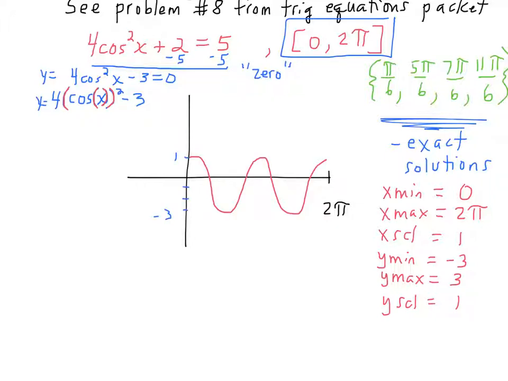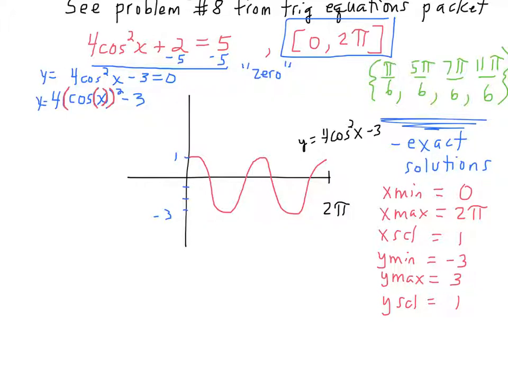Okay. So if you entered it correctly and you graph it, this is what you should see on your screen. So we need to sketch that onto our paper. It doesn't have to be perfect, okay? But this is our function. We're going to label this. This is y equals 4 cosine squared of x minus 3.